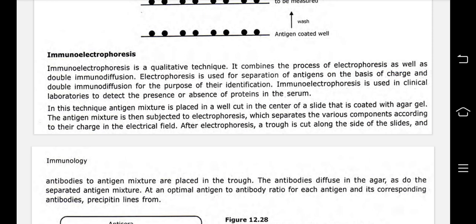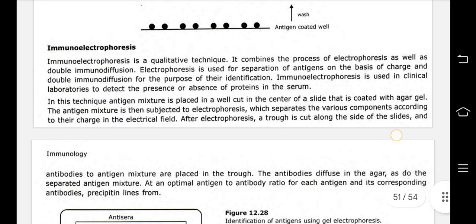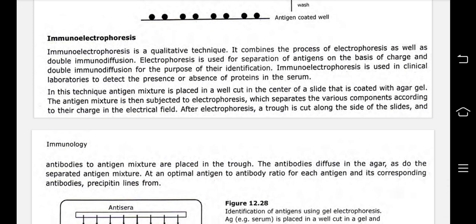Immunoelectrophoresis is a qualitative technique. It combines the process of electrophoresis as well as double immunodiffusion. So electrophoresis is used for separation of antigens on the basis of charge and double immunodiffusion for the purpose of their identification.